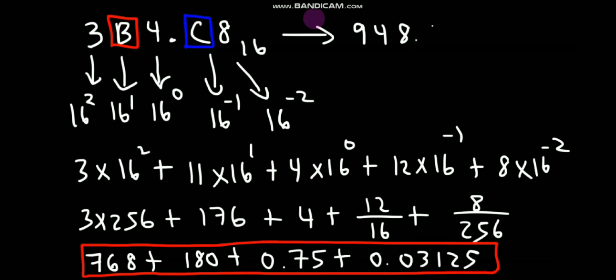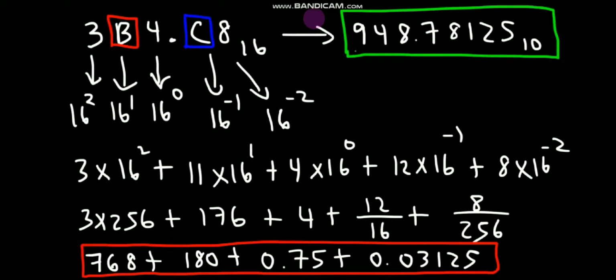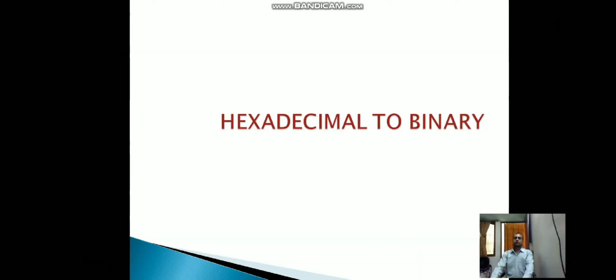Now this is 94878 base 10. This is the decimal number and this is the conversion. Now next is our hexadecimal to binary.